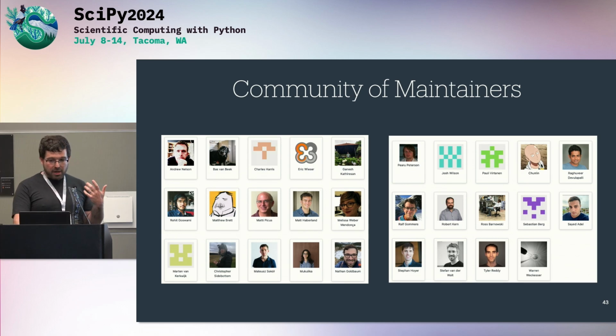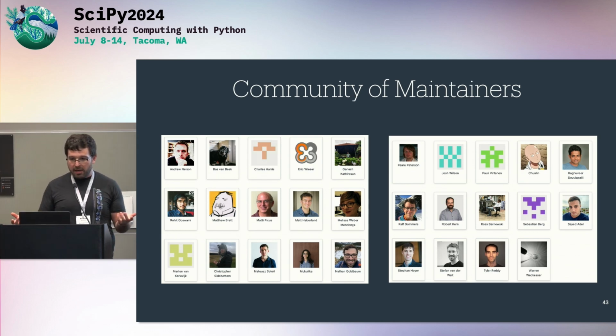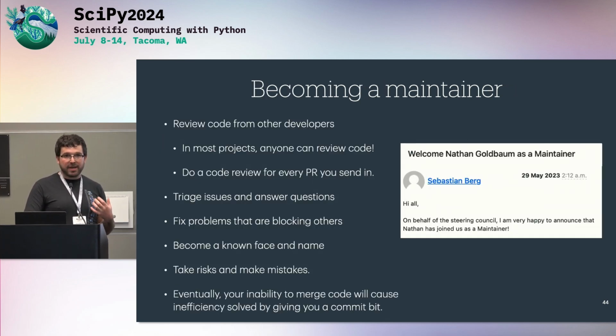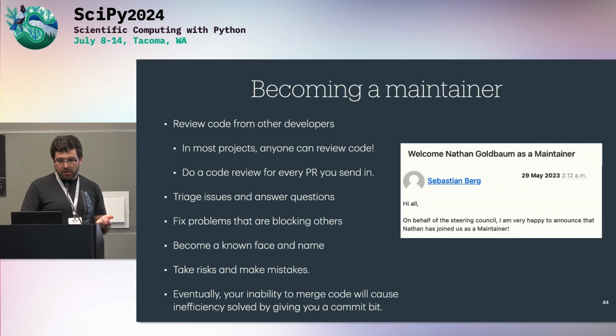So NumPy is a community of maintainers. All of these people are NumPy maintainers. How did I become part of that community? Becoming a maintainer, I think, is a matter of becoming useful to the project. One thing that I've noticed people don't realize they can do is that anybody can review code. You don't have to be a maintainer or a regular code reviewer to review code. So a great way to become a maintainer is by starting to review code. A good rule of thumb is for every pull request you put into a project, you should also do code review on another pull request, just to help unblock the project. Usually, the number one thing blocking a project is lack of code review.